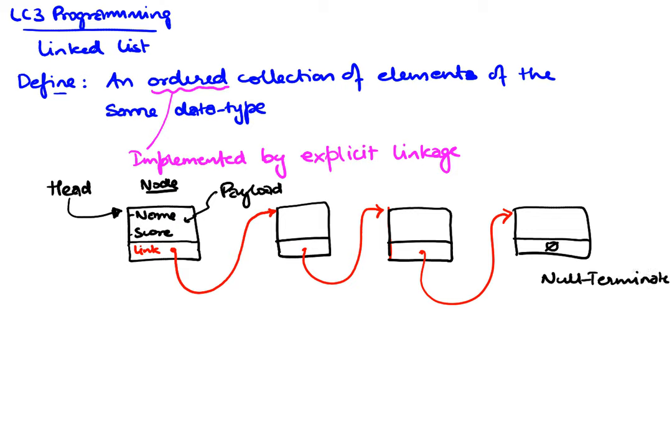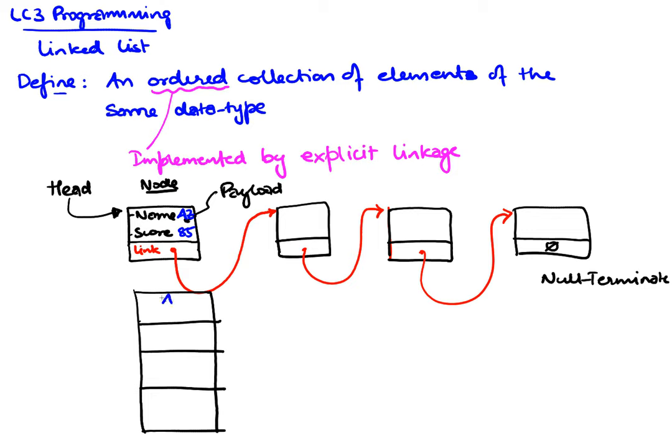Now, to give you a contrast between this and what you know as an array: in an array, when I declare an array, I would put my nodes one after the other. That's my first node, my second node, my third node, and fourth node. So in this simple example, let's say this was the first student with initials AZ and a score of, let's say, 85. The second student, with the name BY and a score of, let's say, 94, is right here.